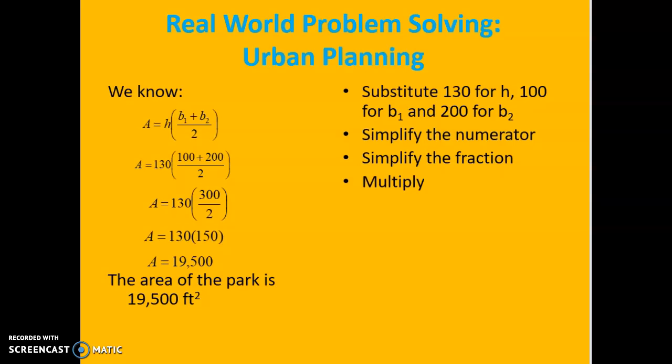And then notice what we have to do. 100 plus 200, do what's in parentheses first, which gives me 300. Then I have to divide it by 2 because that's still in parentheses, which gives me the 150. And then I take the 130 times the 150, which gives me 19,500 square feet for the area of that trapezoidal park.